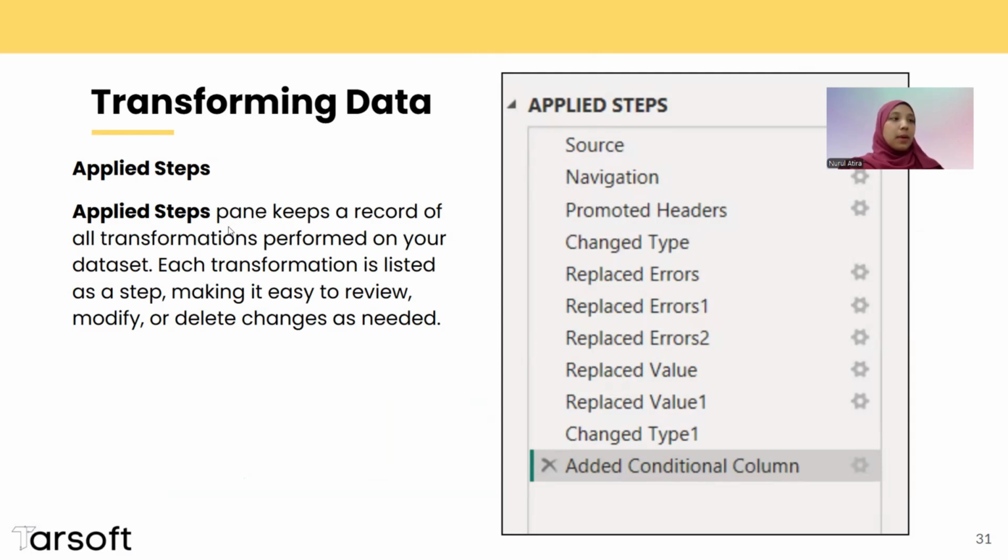So the Applied Steps pane keeps a record of all transformations performed in your data. In these applied steps, you cannot just delete, for example, Change Type. If you do that, everything down here is going to be errors, so better avoid it. If you're adamant to change it, you can just X out the steps one by one until you reach Change Type, do any necessary changes, and then go do all of that over again.